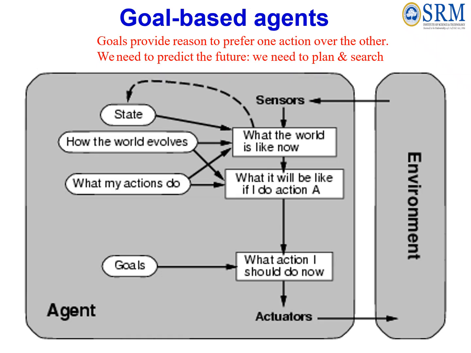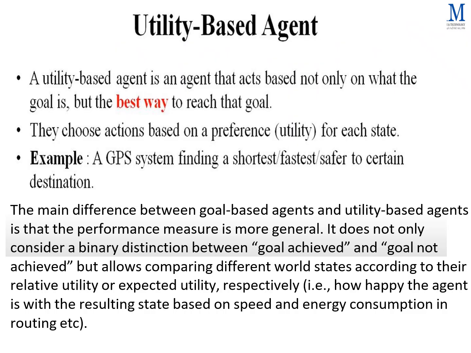So now we'll move to the next slide. That is the utility-based agent. A utility-based agent is an intelligent agent that chooses the action that provides the highest utility, meaning maximum satisfaction or benefit. It is an improvement over the goal-based agent.